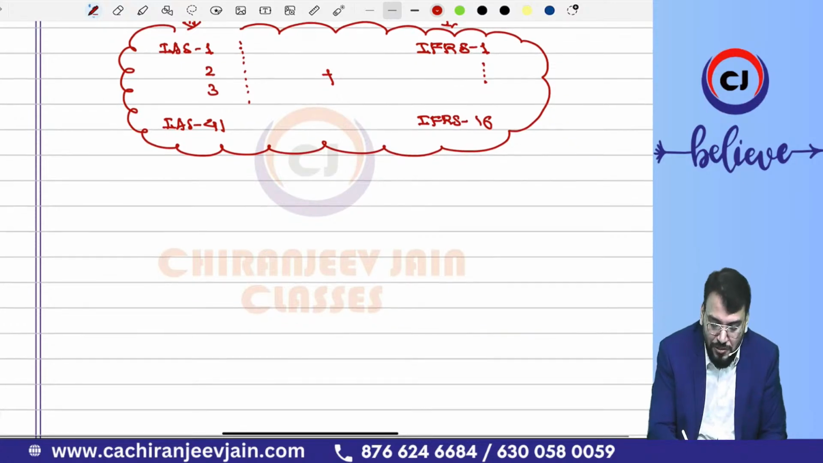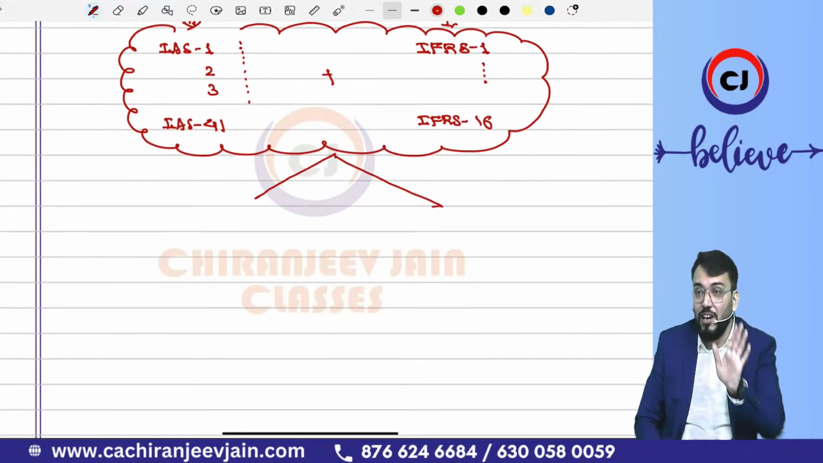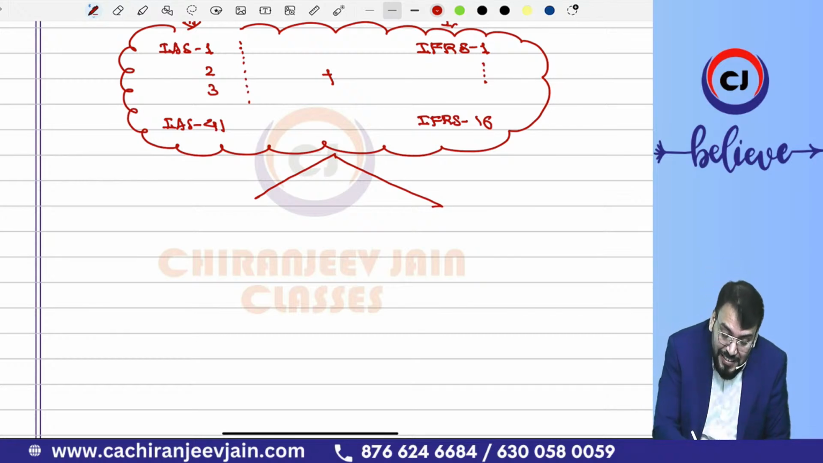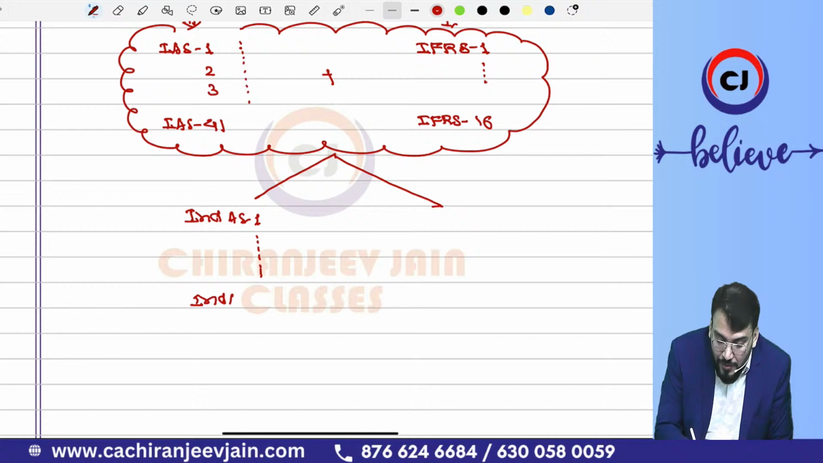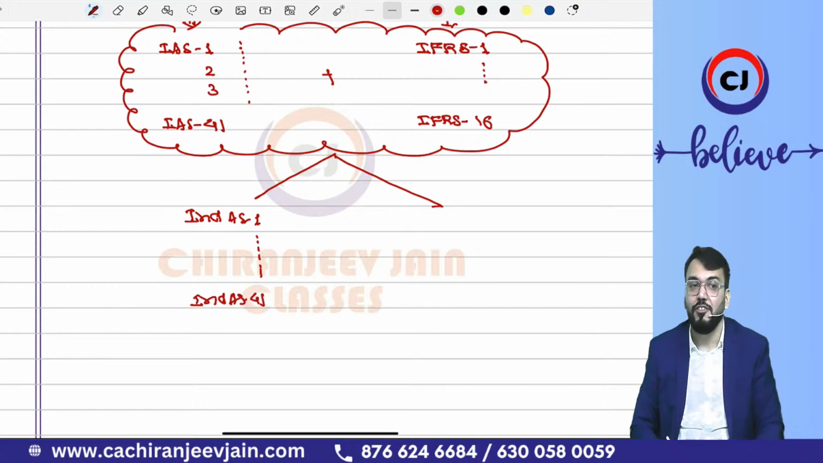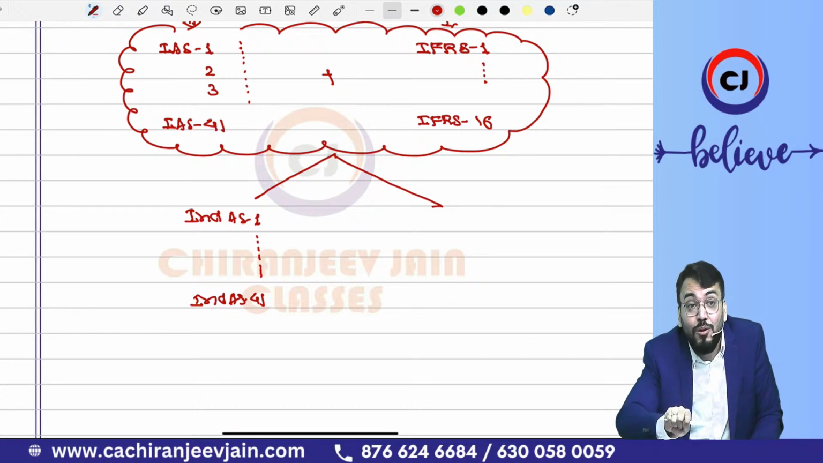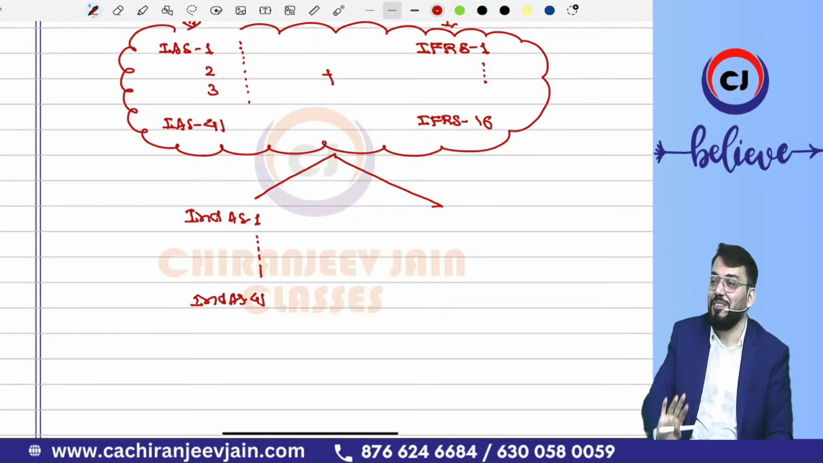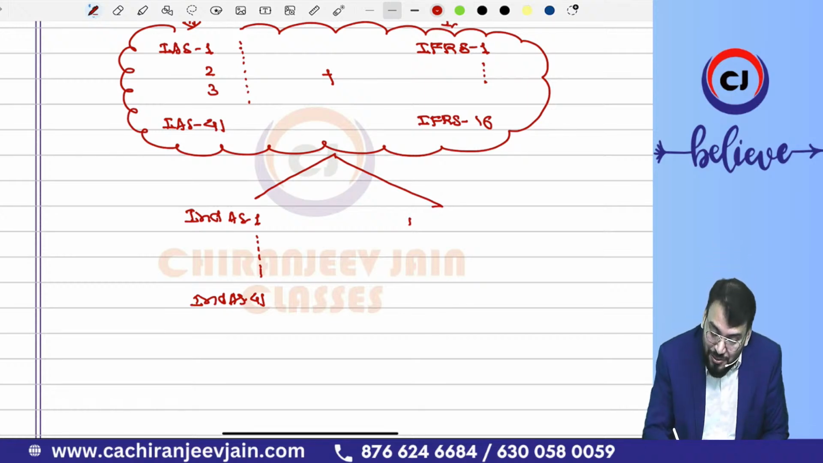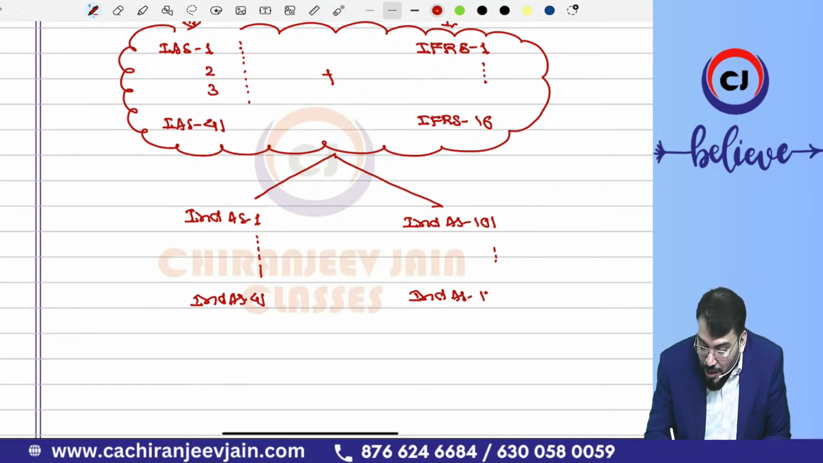So they said, okay, no problem. For ease of reference, for these international accounting standards, it will be Ind AS 1 to what? Ind AS 41. Understood? Correct? Means whatever IS 1 to IS 41, the numbering was given as Ind AS 1 to Ind AS 41. And IFRS 1 will become what? Ind AS 101. For this, they have started giving Ind AS 101 to what? Ind AS 116. I hope you are understanding.